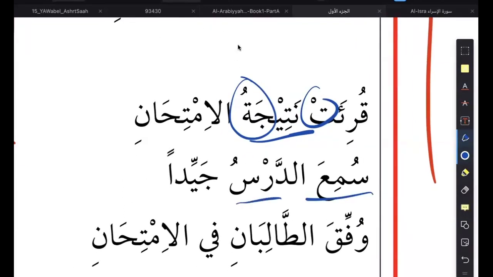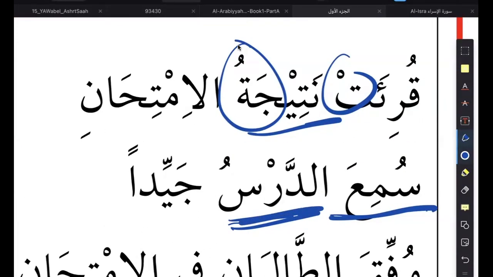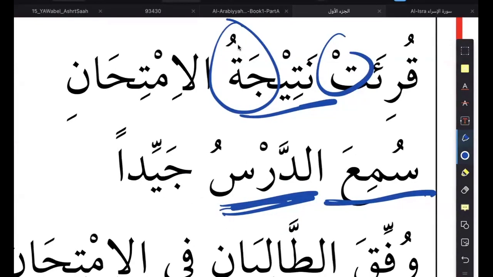Ad-darsu, the lesson was heard. Okay, because ad-dars is masculine, so we don't have a problem. If it was like qira'a, instead of dars, it was al-qira'a, the reading was heard, then it would be sumi'at al-qira'atu.